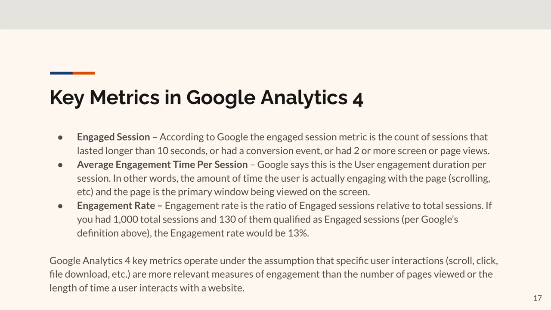Average engagement time per session. Google says this is the user engagement duration per session. So in other words, the amount of time a user is actively engaging with the page. Scrolling is also tracked out of the box by Google Analytics 4. So think of that long page, those scrolls, tracked. So we're seeing engagement there.